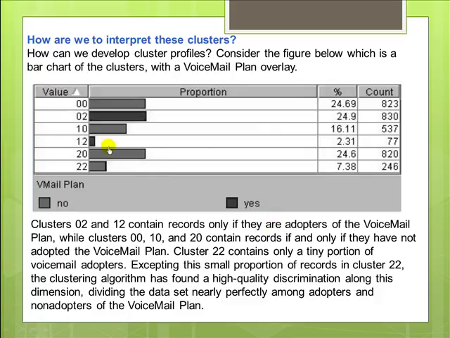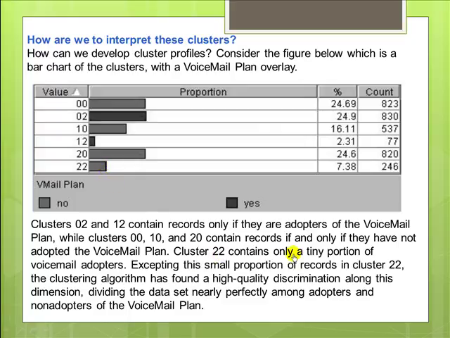That's kind of amazing. So these two clusters, everyone apparently had voicemail. So that tells us something about these two groups. These are voicemail groups, 0,2 and 1,2. While clusters 0,0, 1,0, and 2,0 contain records if and only if they have not adopted the voicemail plan. I'm so surprised that this is true. Oh, wait, there's a little difference. Yeah. It's kind of amazing.